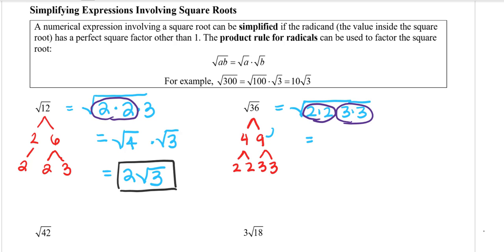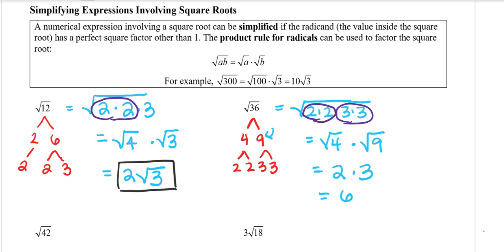Hopefully you notice that at this stage, when I split it up into 4 times 9, 4 and 9 are both perfect squares. The square root of 4 times the square root of 9: well, the square root of 4 is 2, and the square root of 9 is 3. So we get 6. Hopefully that's something you knew to start out with. 36 is 6 times 6, so it's a perfect square. So if your number is completely made up of perfect squares when you break it down into a product of prime numbers with your factor tree, then you have a perfect square there.